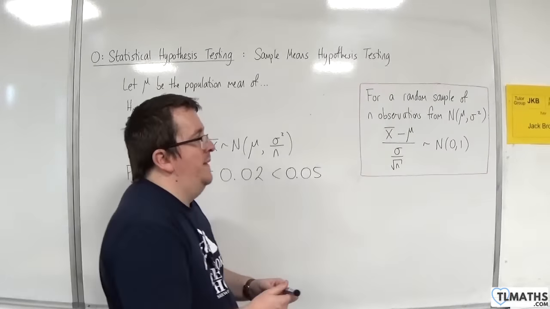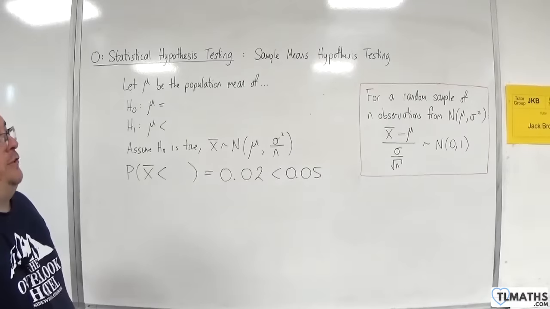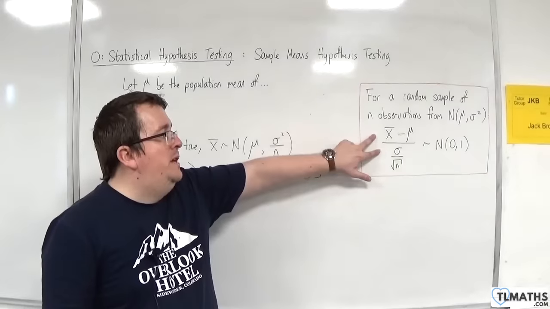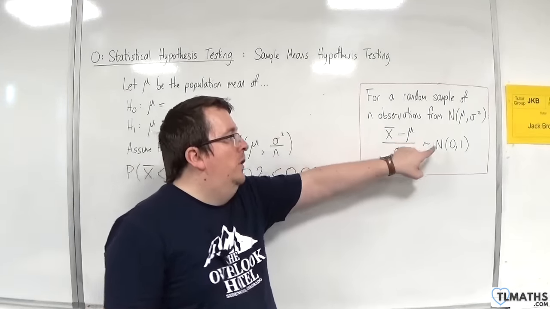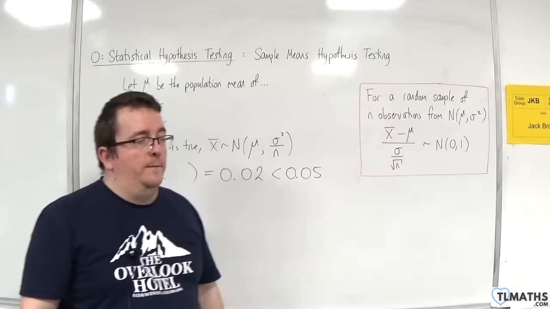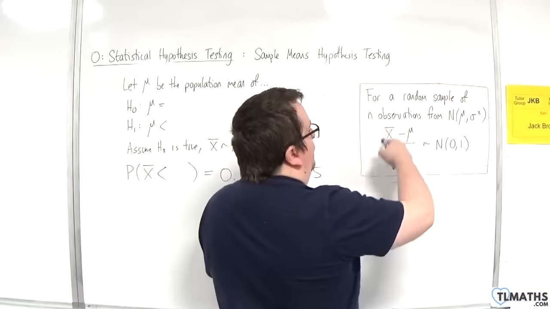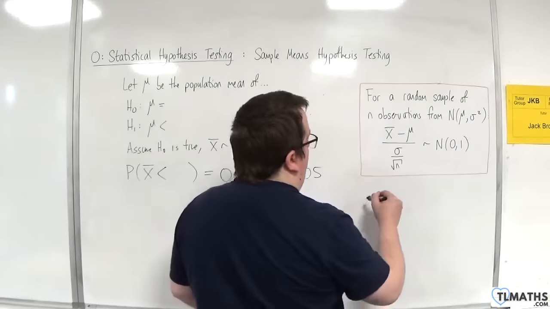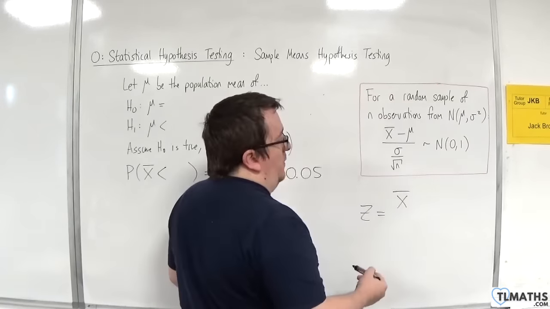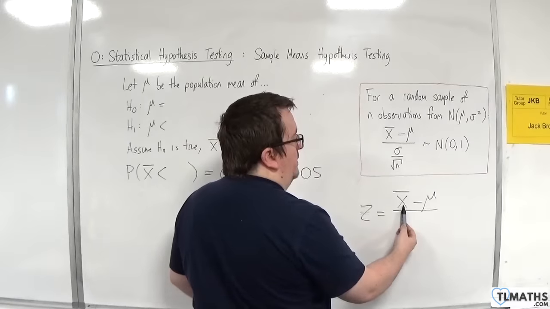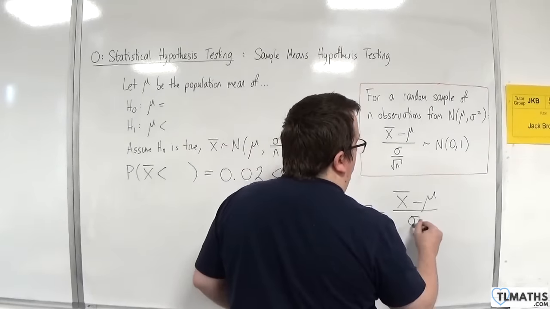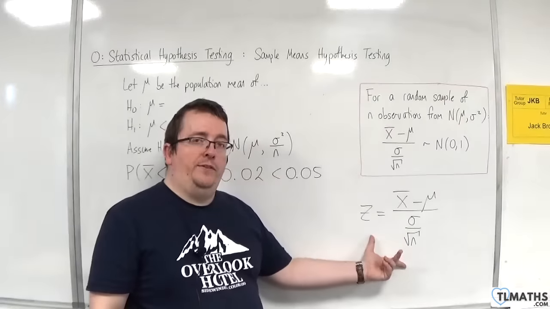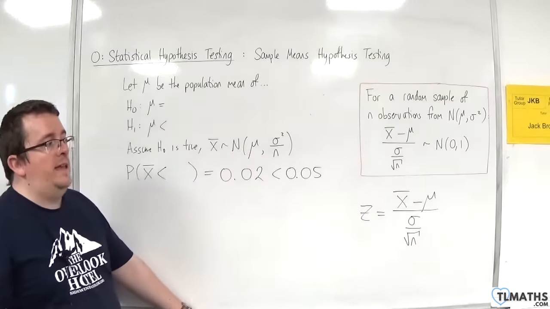Now, in the AQA formula booklet, it has this. For a random sample of n observations from a normal distribution with mean mu and variance sigma squared, you have x bar take away mu over sigma over root n is normally distributed with a mean 0 and variance 1. Now, this is the formula for z, the standard normal. That's why you've got N with 0 and 1 here. So that is z. When we're working with the sample means, you've got the sample mean, take away the population mean, divided by the standard error. So remember, sigma over root n is the standard error. So you could use this to convert to the standard normal and then find the probability that way.